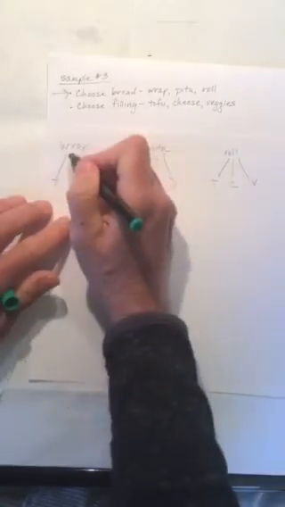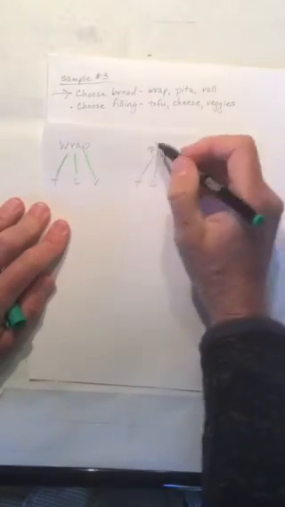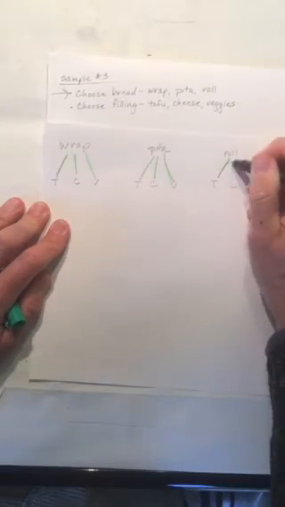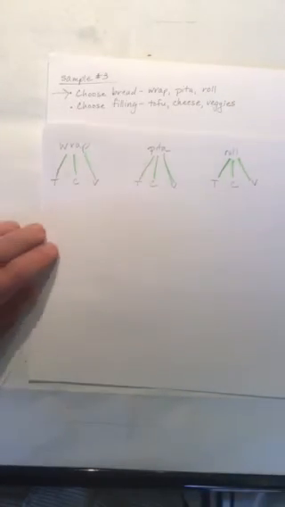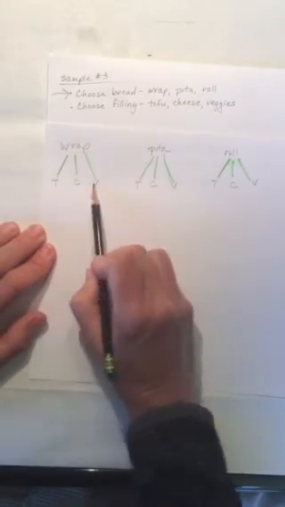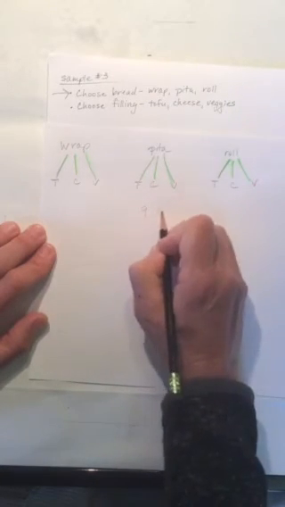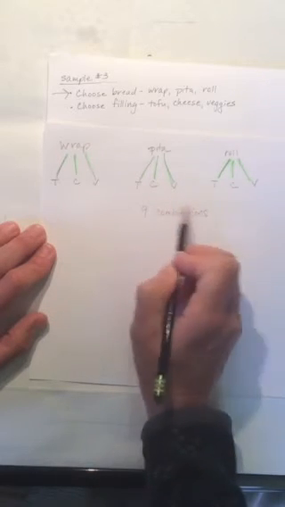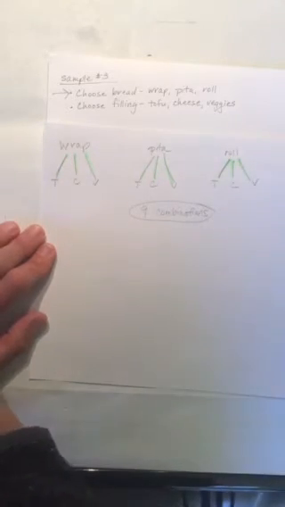So if I went wrap tofu, wrap cheese, wrap veggies, there were 3 choices already. I've got 3 more combinations with the pita pocket and 3 more combinations with the roll. So that I would have 1, 2, 3, 4, 5, 6, 7, 8, 9 combinations. And each of these paths or branches on our tree represents a different combination.